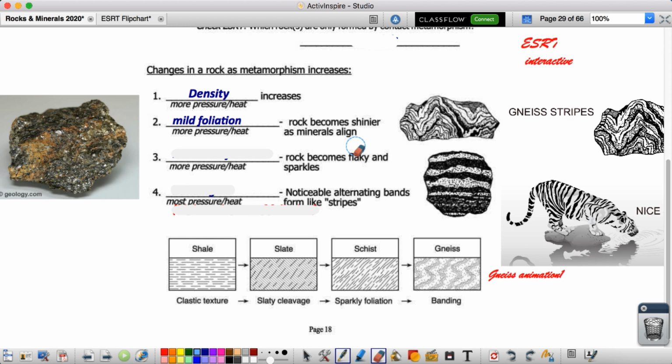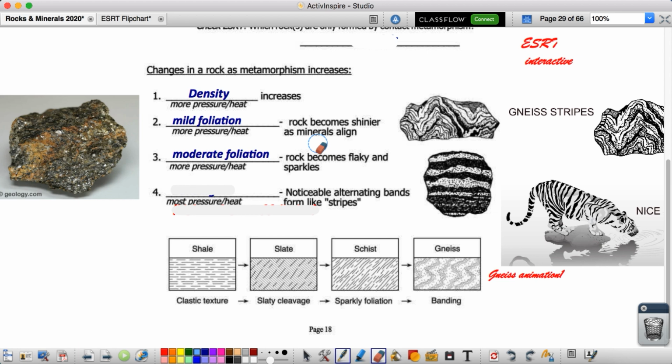And then as you get even more metamorphism occurring, because there are different levels of metamorphism, if you metamorphose it further, you get a moderate foliation, which is kind of like a sparkly, shiny kind of flakiness in the rock. If you've ever driven the highways, looked out the window and seen some of the rocks sparkling in the sun, that would be an example of this.